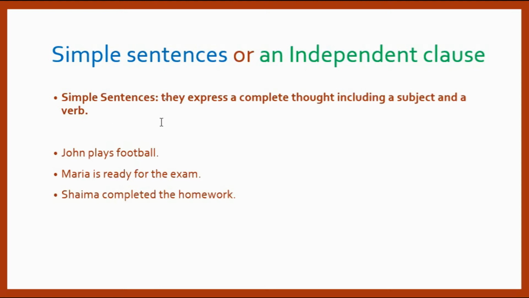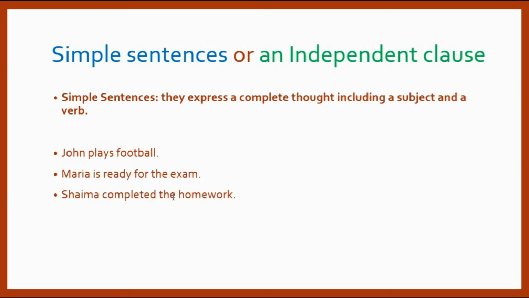So simple sentences are sentences that express a complete thought, and they include a subject and a verb. Okay, so any type of sentences you've heard so far is a simple sentence, which means it's also an independent clause. It should have a subject and a verb in it. So in this case, you have John. John is your subject. Plays is your verb, and football is your object.